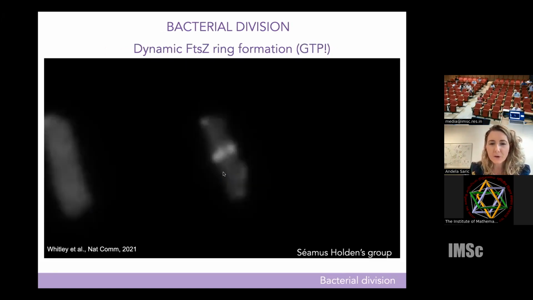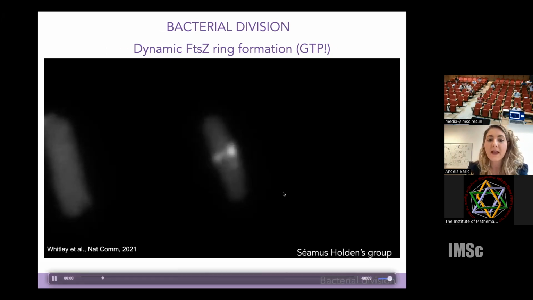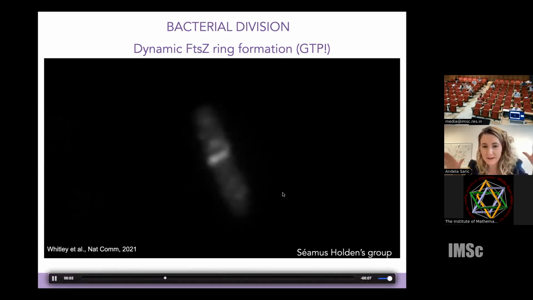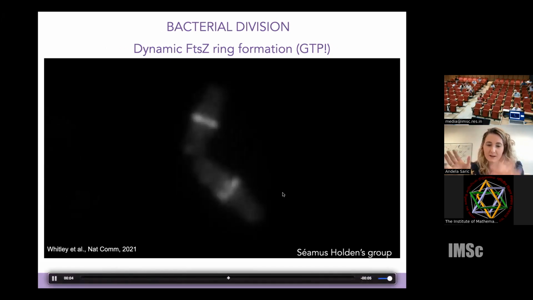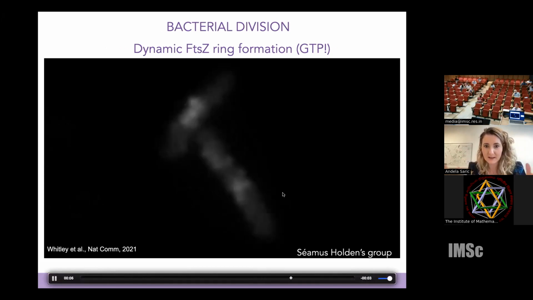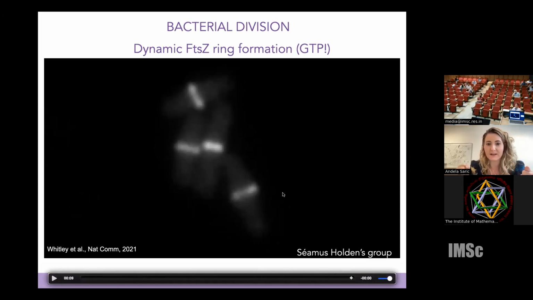Okay, so I'll show you a movie. Maybe you see it, maybe not. So this is fluorescent. This is the cell. Fluorescently labeled is the protein, this FtsZ protein that forms the ring in the middle. And it's initially fuzzy, and then it condenses into a ring and the cell divides. It's fuzzy, condenses, cell divides. Fuzzy, condenses, becomes bright, and then the cell divides.